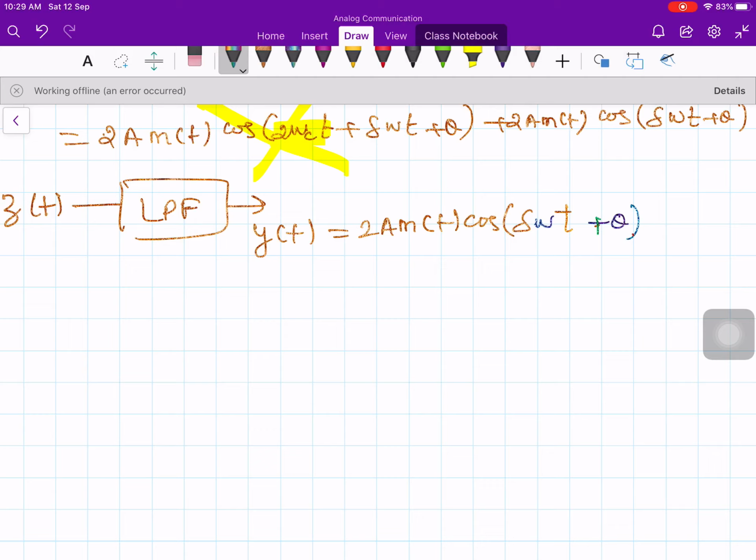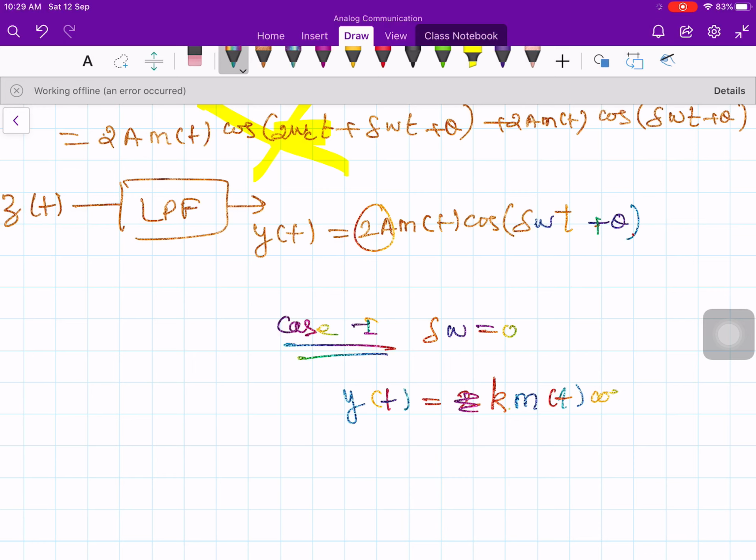Now let us assume that the frequency is perfectly synchronized. Just let us consider two cases. Now in case 1, assume the incoming carrier frequency and the locally generated carrier frequency are both perfectly synchronized. That means let us assume delta omega is equal to 0. So your received signal y of t is equal to, let me put 2 times A as some constant k, then m of t and cos of theta.